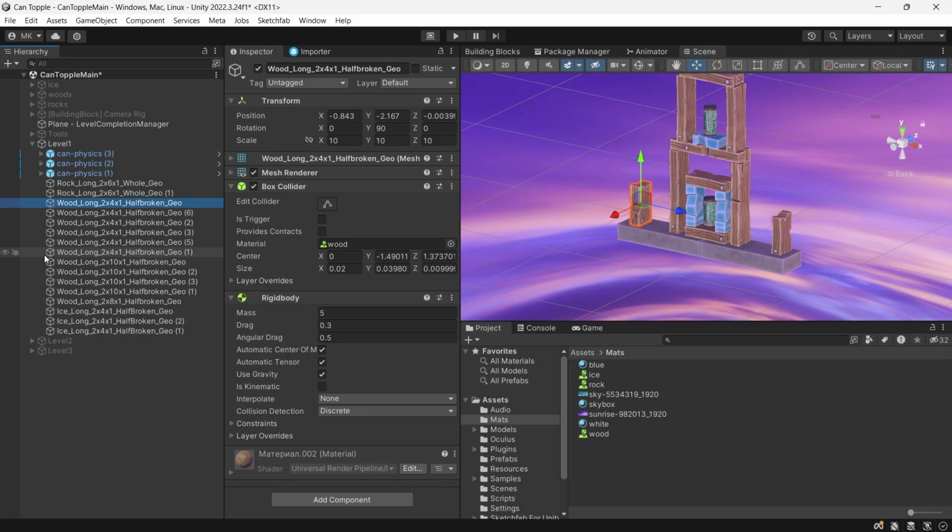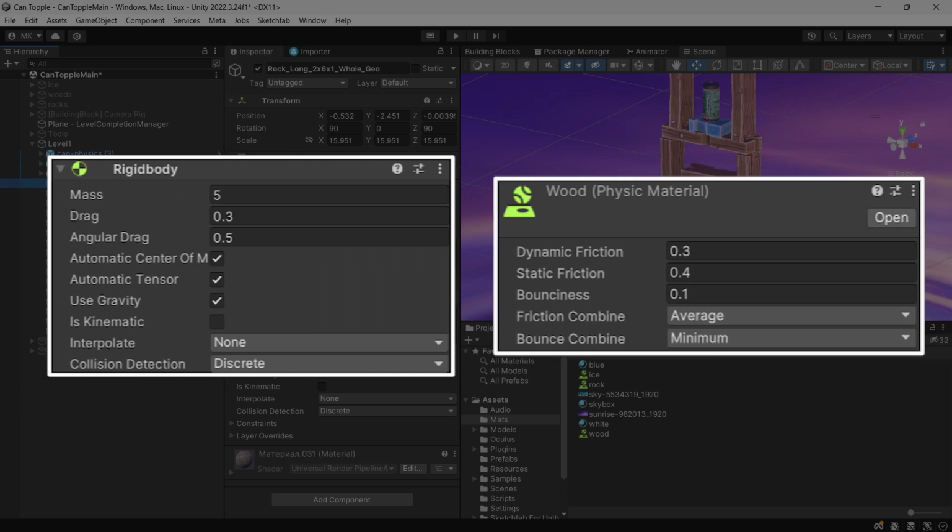So the next component is the wood block. It again has a box collider and rigid body. Box collider has a physics material named wood. The properties for the rigid body are mass is 5, drag is 0.3, angular drag is 0.5. We are using gravity, and interpolation is none. Collision detection is discrete. For the physics material, we have a dynamic friction of 0.3, static friction of 0.4, and bounciness of 0.1. Friction combine is average and bounce combine is minimum.